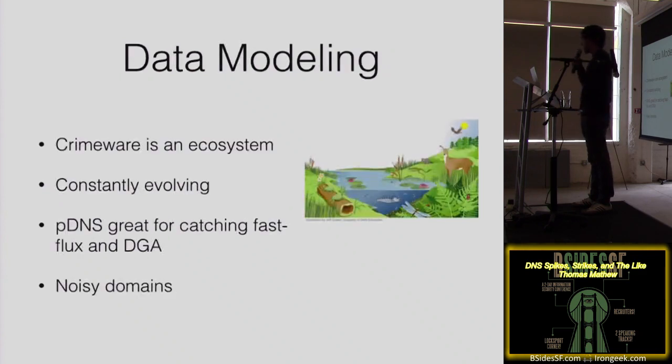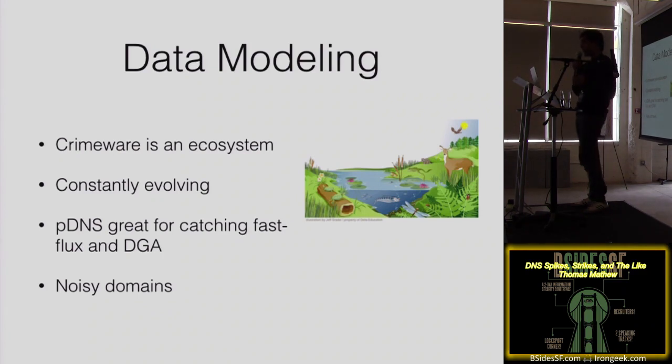So I like to think of crimeware as an ecosystem. You have your botnets, your exploit kits, your spammers, and it's constantly evolving. And passive DNS is great for catching fast flux servers and DGAs because they make a lot of noise in the authoritative zones. A DGA creates a lot of NX domains, which are easily noticeable.